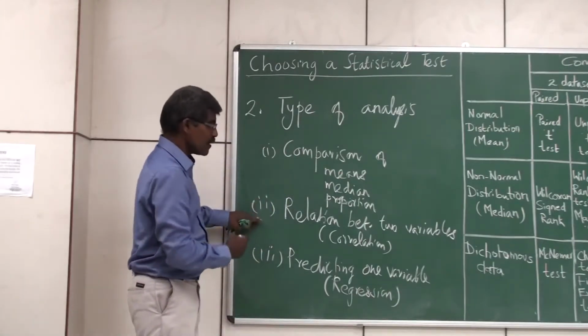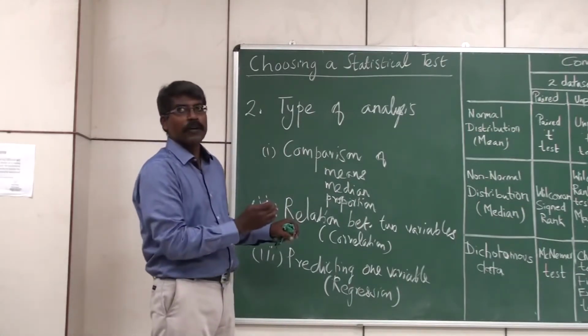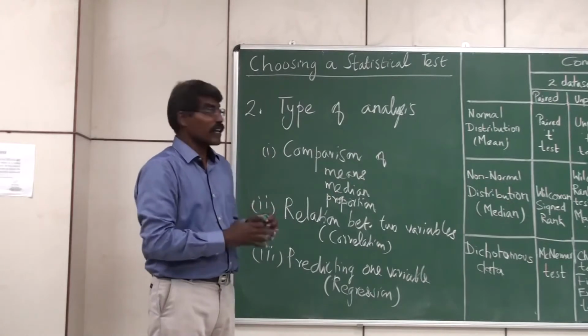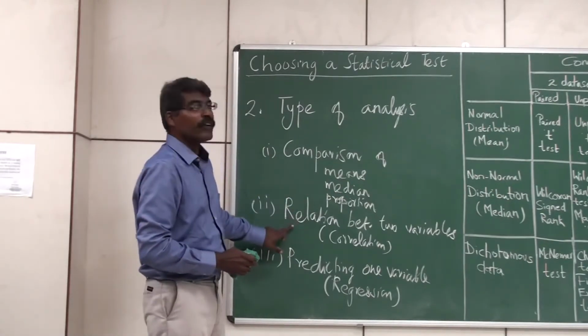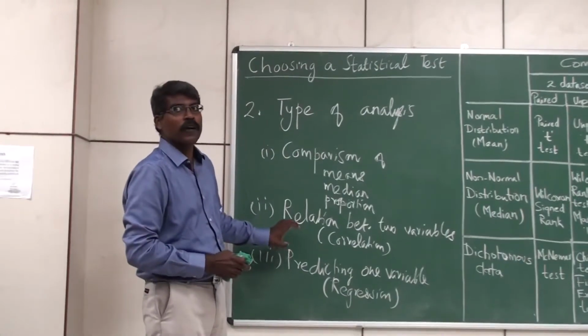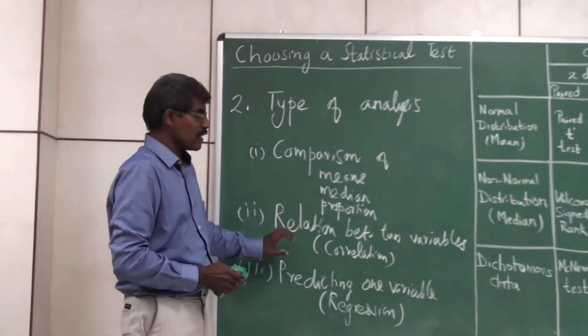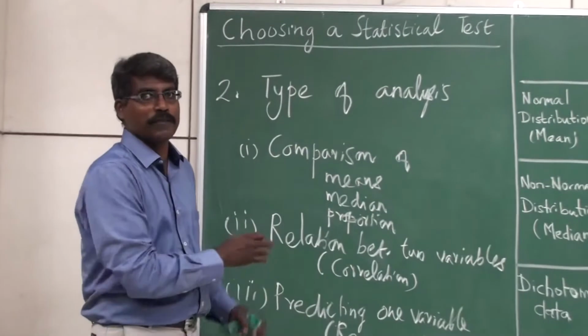The second type is we have one group but two variables we are measuring. We don't have here two or more than two groups. Here we don't have two groups, we have only one group but we have two variables. Let me give a simple example to explain this.